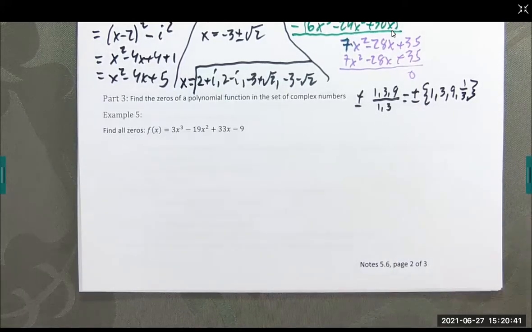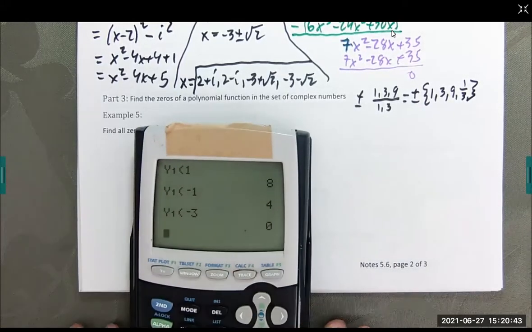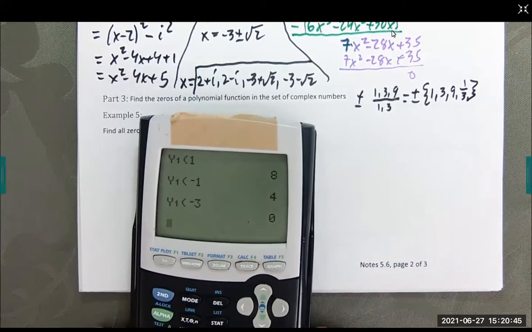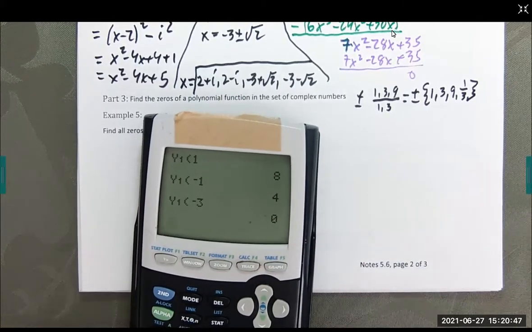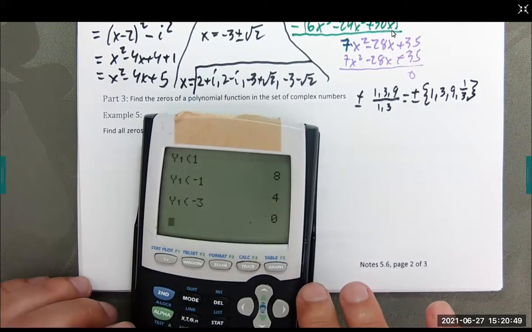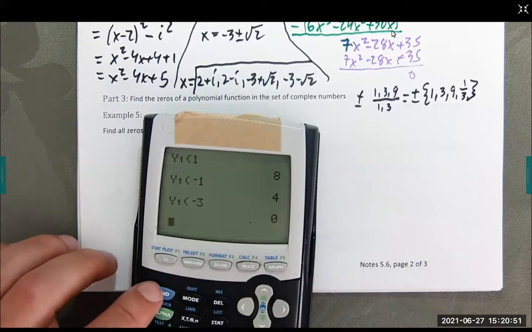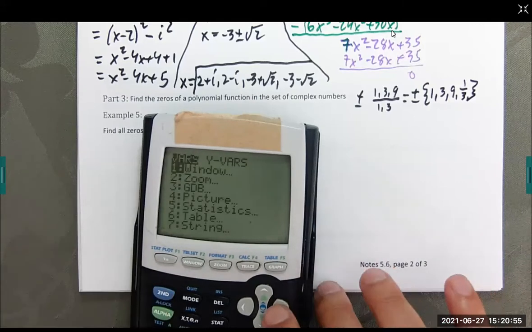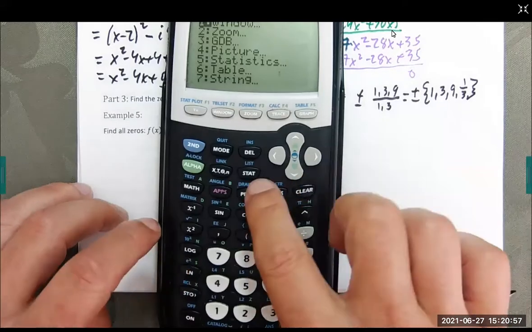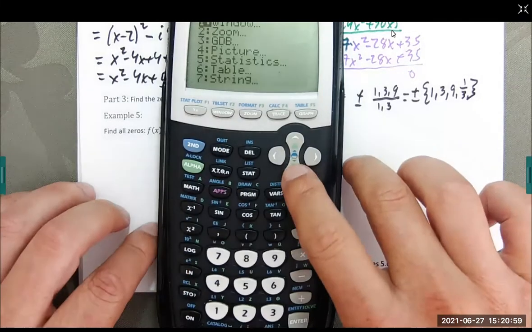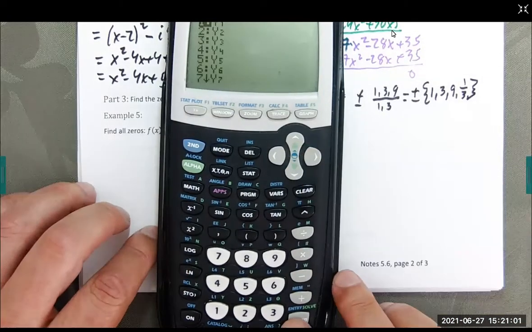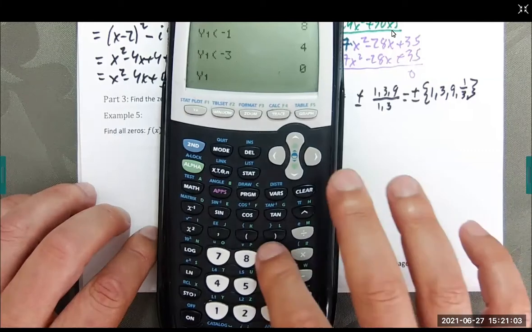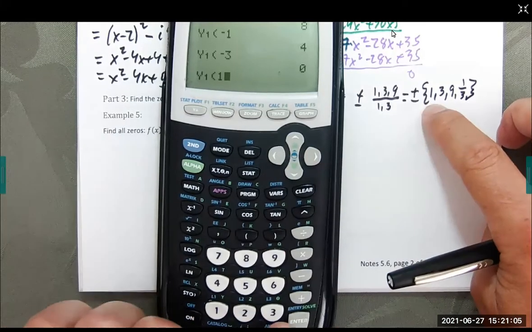And so here's what I can do. I can very quickly run through and find if one of them is a real solution. So I can go, let's just take it out. That's fine. So I hit vars, I'm going to show you that. Vars, y vars, function, function 1, and let's try 1. Nope.